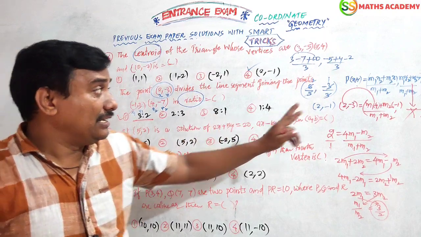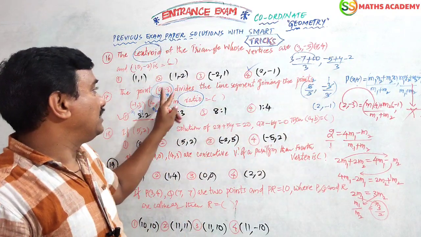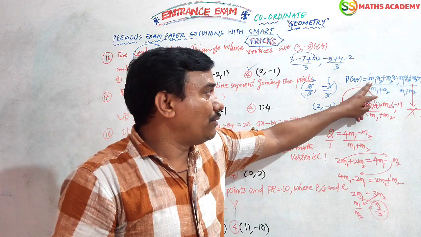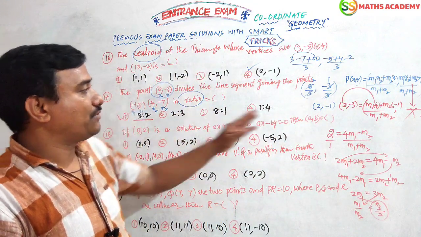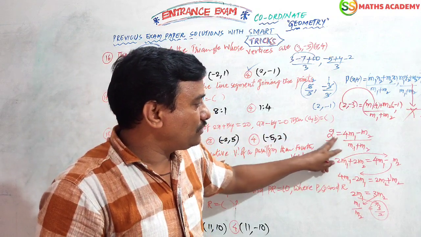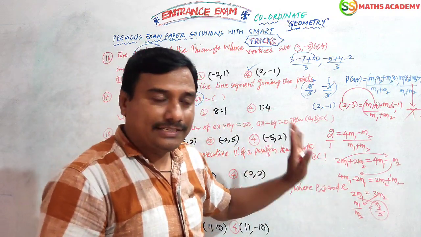What I have done, let us see. In the place of x, y, this is the dividing point, substitute. Now M1 has to be written, M2 has to be written, x2 value 4, x1 value minus 1. Substitute, then do the cross multiplication, and you will get the ratio.